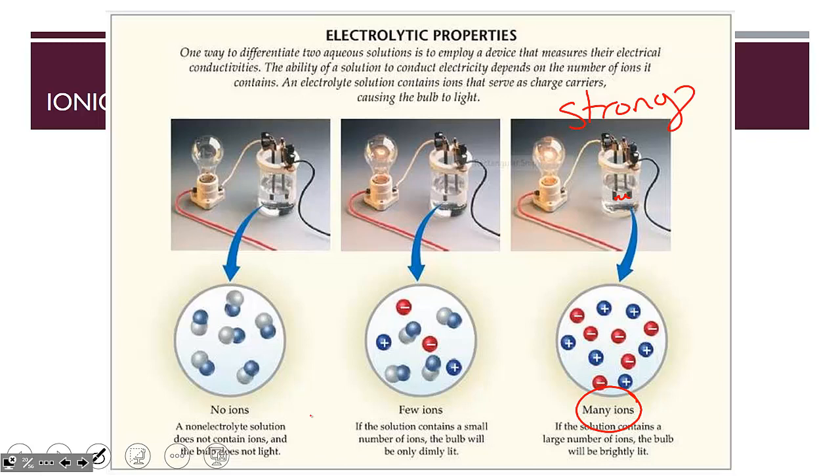When you place, for example, table salt in water, every single sodium ion separates from every single chloride ion. It is a strong electrolyte producing tons of ions in solution, and therefore a light bulb would be very bright, lit up with this setup.